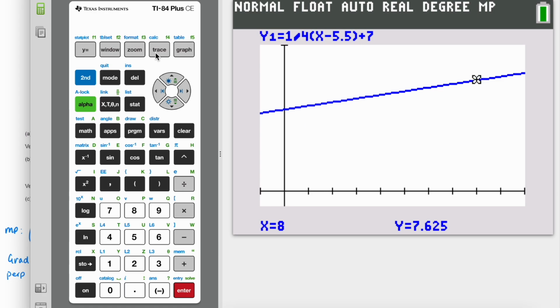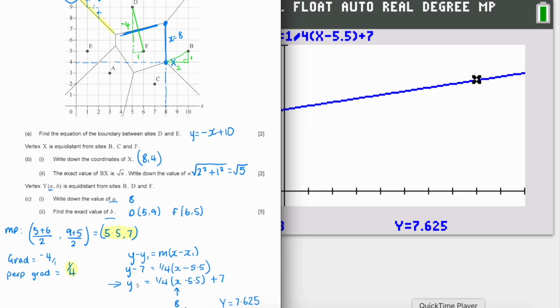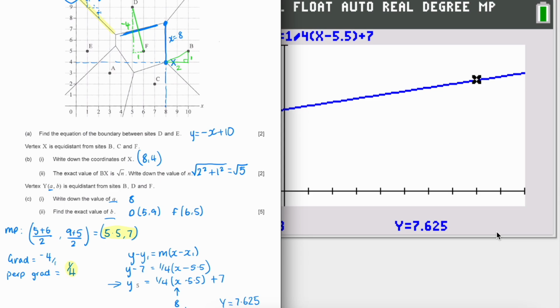7.625. So if we go back to our exam, you can see we've written that down there, but we need to round that to 3 significant figures, so 7.63. So the x value is 8 and the y value is 7.63.